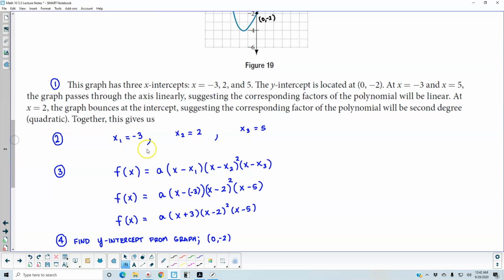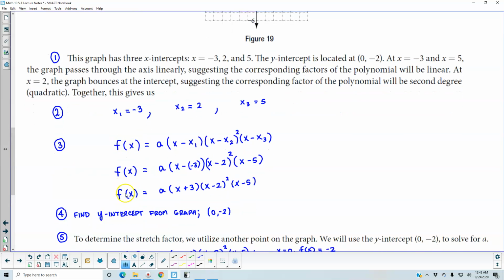So now we're going to plug in the values of x1, x2, and x3. So we have f of x equals a times (x minus -3) times (x minus 2) squared times (x minus 5). Now if we simplify that a little further, we get f of x equals a times (x plus 3) times (x minus 2) squared times (x minus 5). So we're not entirely finished because we need to figure out what the stretch factor is, meaning a. What we need to do is use the y-intercept from the graph to be able to figure out what a is.